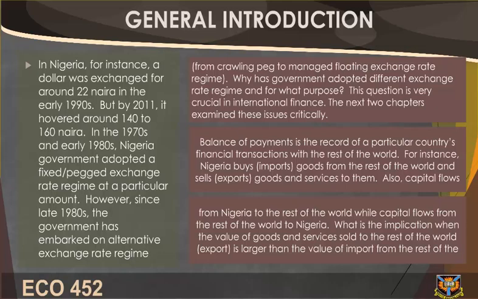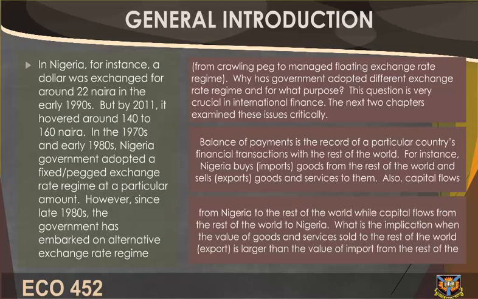In the 1970s and early 1980s, the Nigerian government adopted a fixed pegged exchange rate regime at a particular amount. However, since the late 1980s, the government has embarked on alternative exchange rate regimes, from crawling peg to managed floating exchange rate regime. Why has the government adopted different exchange rate regimes and for what purpose? This question is very crucial in international finance. The next two chapters examine these issues critically.